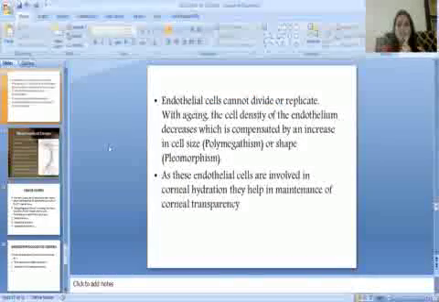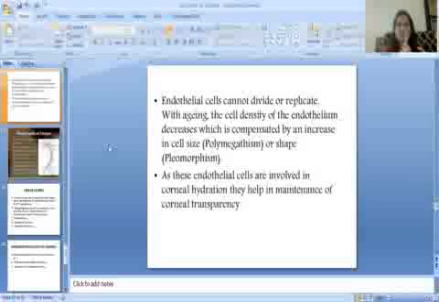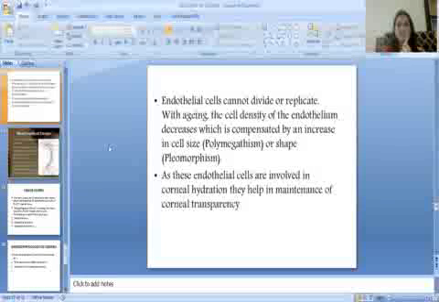With aging, the cell density of the endothelium decreases, which is compensated by an increase in the cell size or shape. As these endothelial cells are involved in corneal hydration, they help in maintenance of corneal transparency.